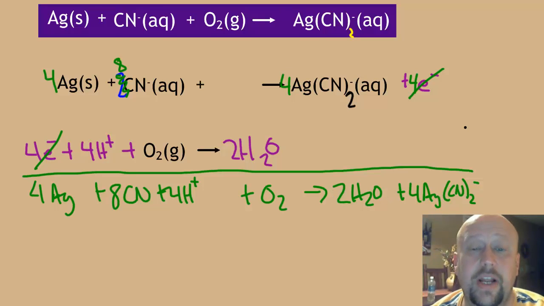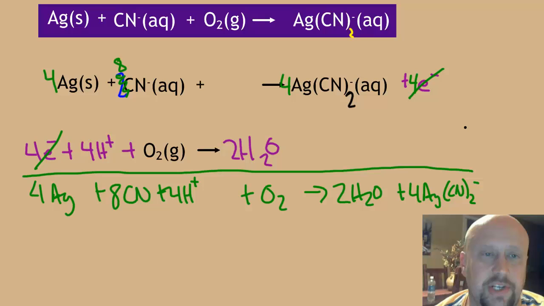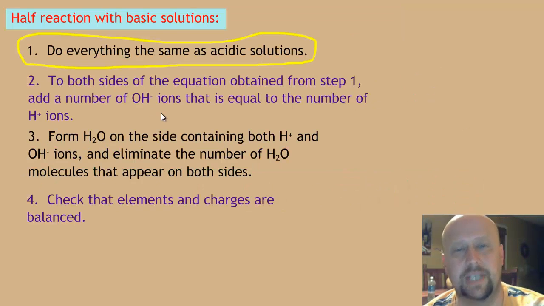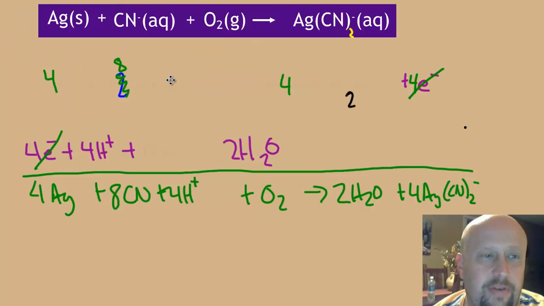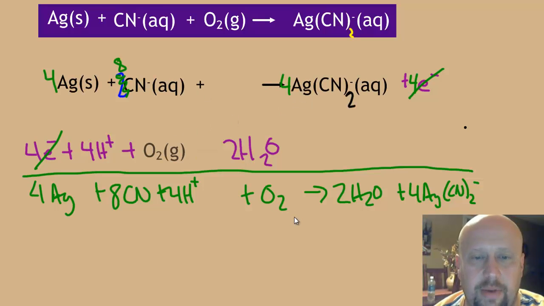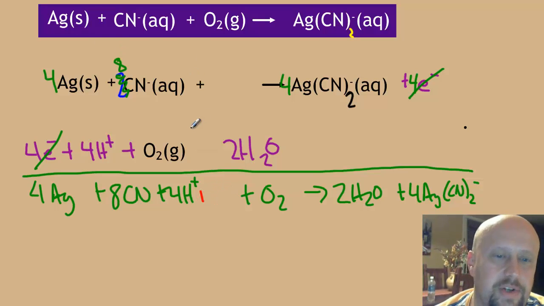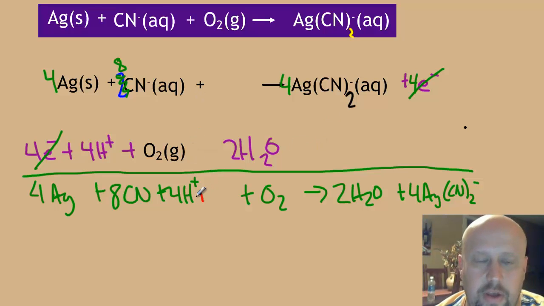Now, here's where the basic part of the reaction comes in. So real quick, let's just jump back. Okay, to both sides of the equation, add the number of hydroxide ions that's equal to the number of hydrogen ions. Okay, so let's come back over here. Sorry, let me click those back in so it doesn't seem as confusing. So I'm going to add hydroxide. I had 4 hydrogen ions, so that means I need to add 4. Okay, so I've got to add 4 hydroxides, 4 OH-.